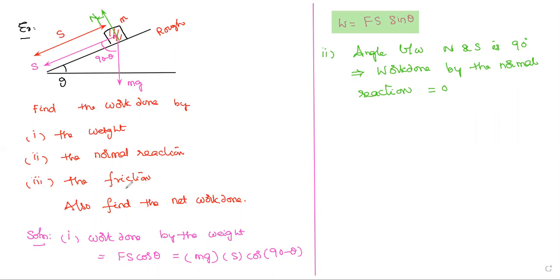The second part is also so simple. Now the third one. The second one is 0: the work done by the normal reaction is 0.